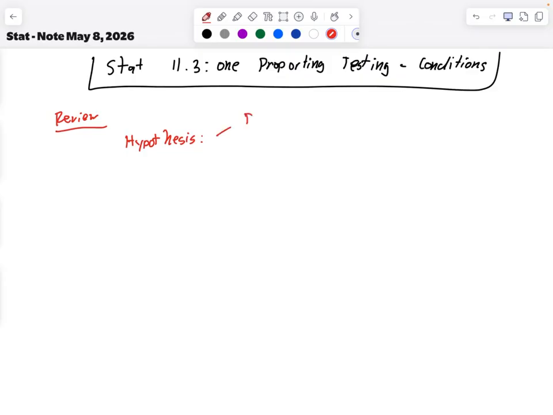Yeah, so define the parameter. What are we looking for? Define the parameter, which is P. What are we going to have? The null hypothesis, which is always P equals. And then what does that mean?